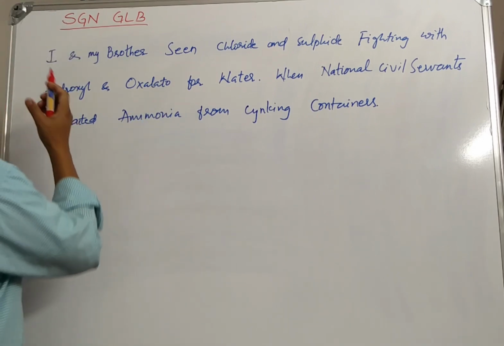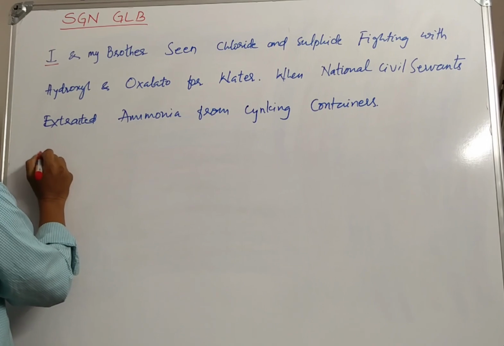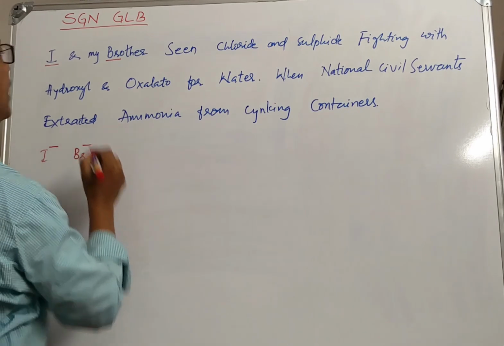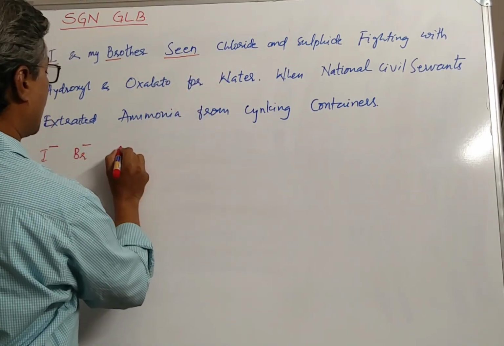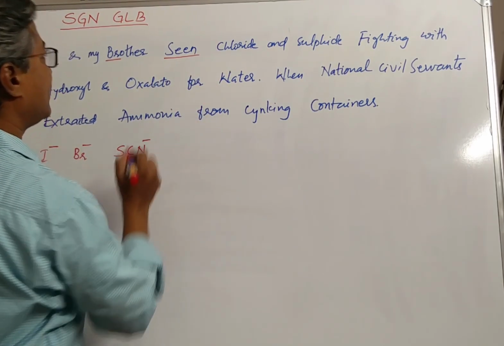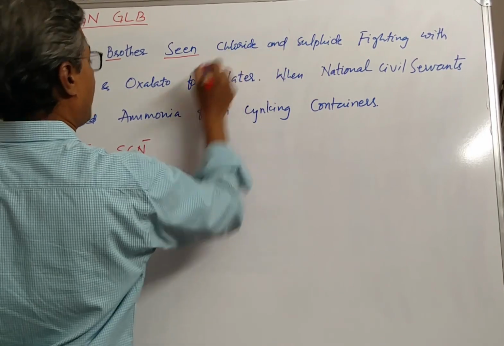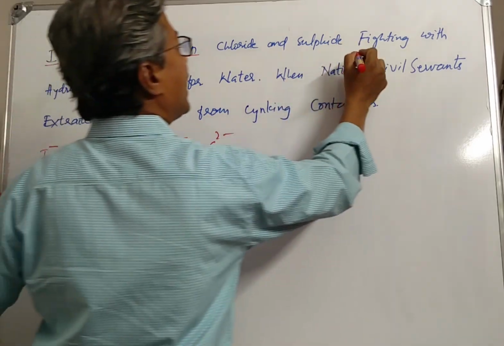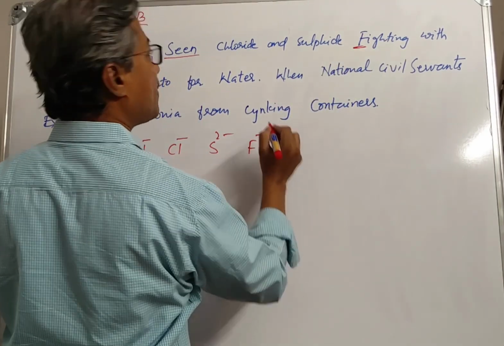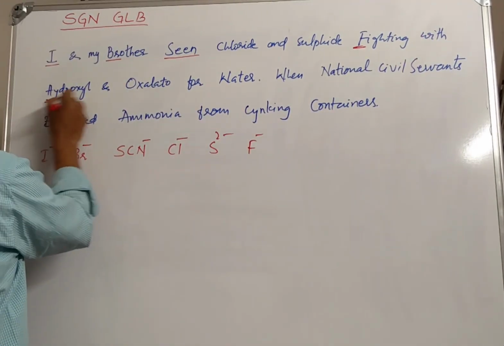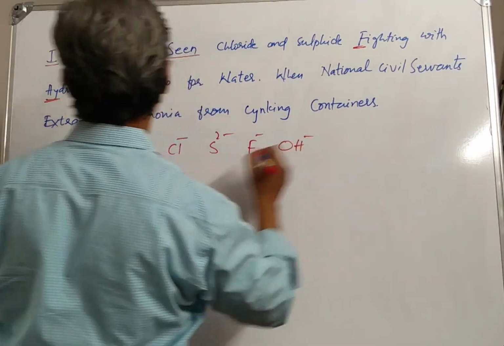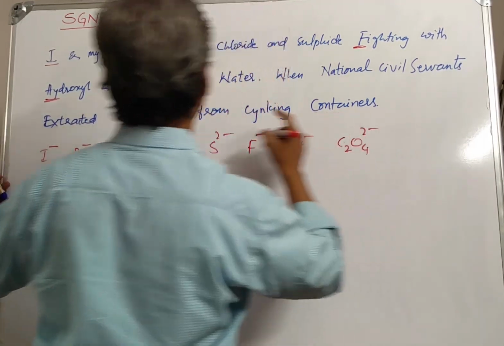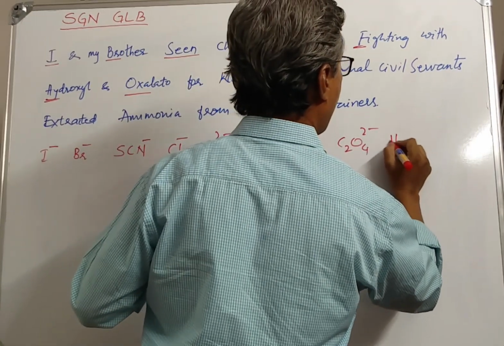Look at this. Here I stands for iodide, Br stands for bromide, and the next stands for SCN. Then, as usual, chloride, sulfide, fighting, F stands for fluoride, with hydroxyl, that is OH minus. Then oxalato, C2O4 2 minus. For water, that is H2O.